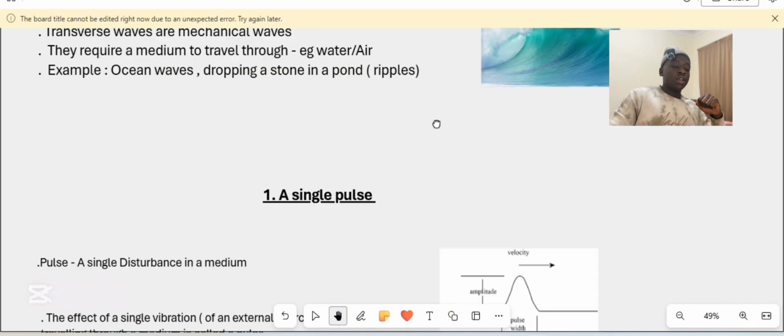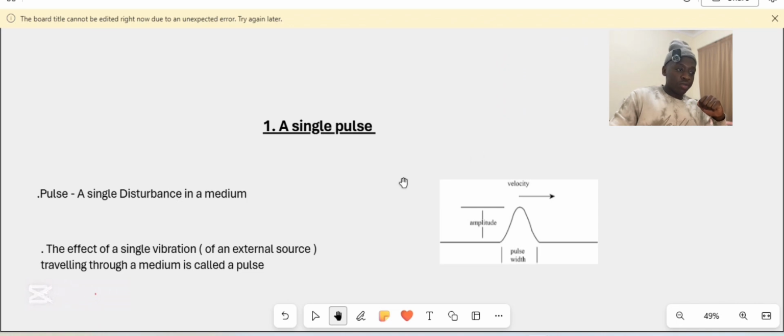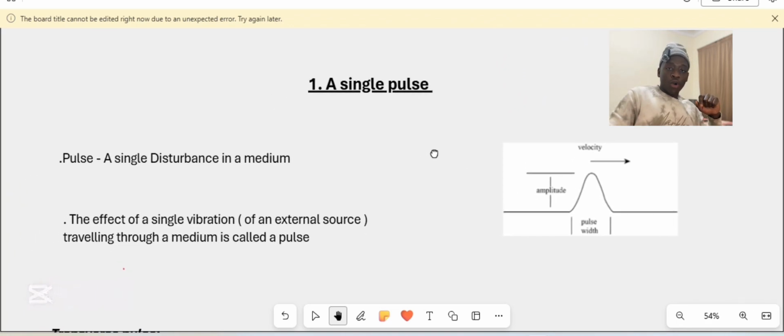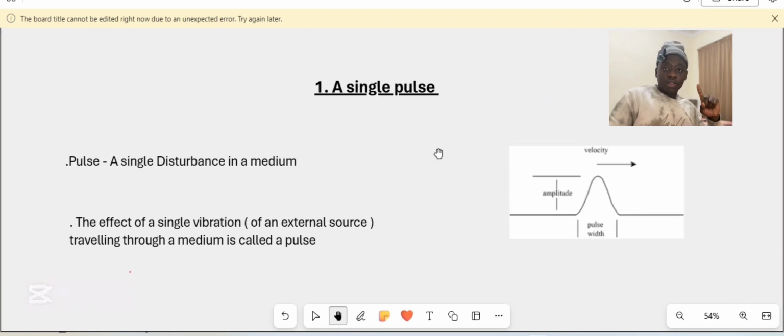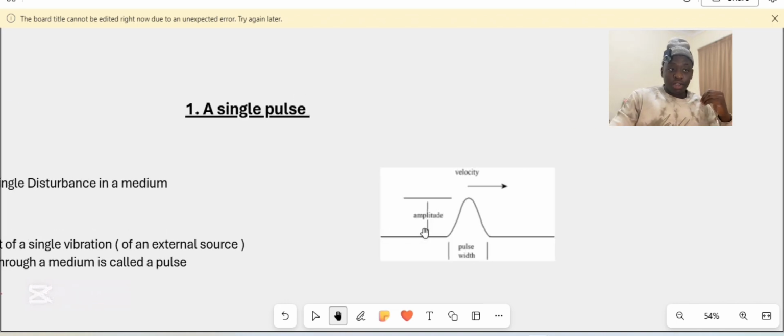So first and foremost, I would like you to understand that all waves come from a single pulse, including the transverse waves. They all originate from a single pulse. So what is a pulse? A pulse is a single disturbance in a medium. The effect of a single vibration traveling through a medium is called a pulse.